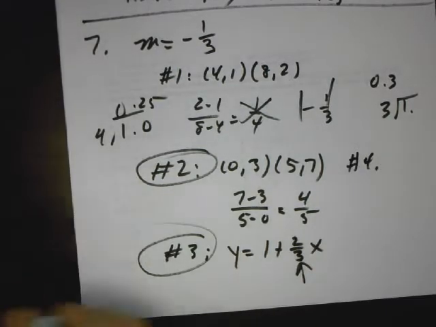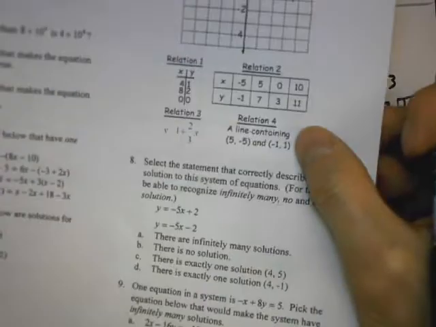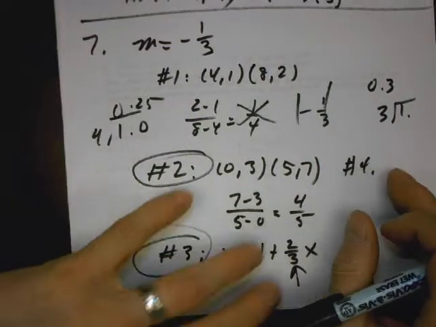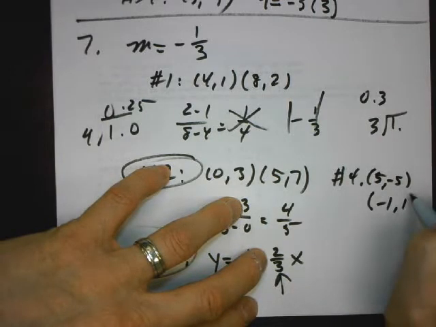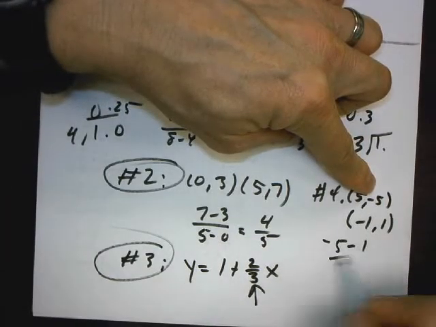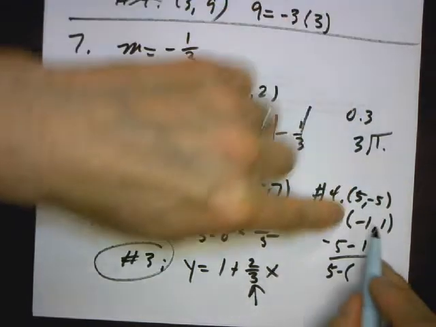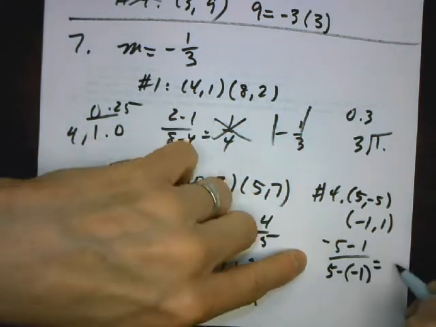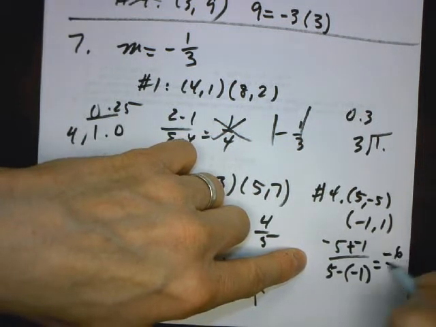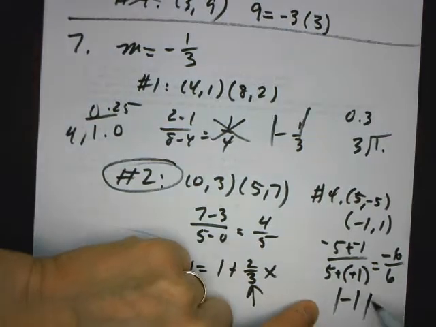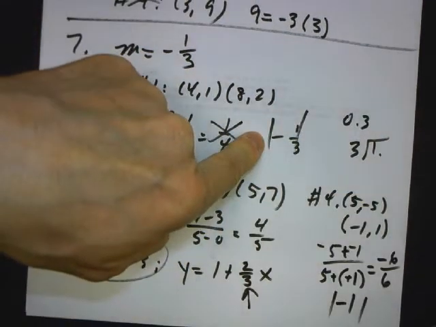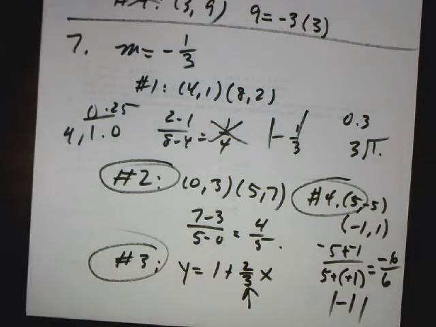Number 4, this is a line containing these 2 points. We're doing the same thing again. We're taking the 2 points and subtracting y minus y over x minus x. So I go y, take away y, over x, take away, here's the tricky part, take away a negative. So this is 6 negatives, this is 6 positives. That's a slope of negative 1. Negative 1 has a greater absolute value than a fraction. So the answer for this: relations 2, 3, and 4 all had a greater rate of change than the graph.